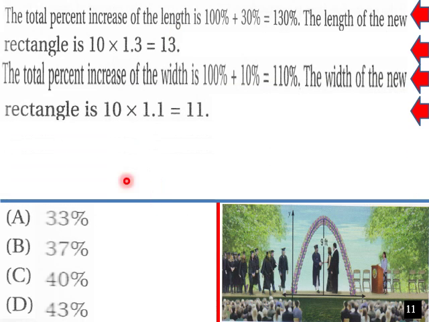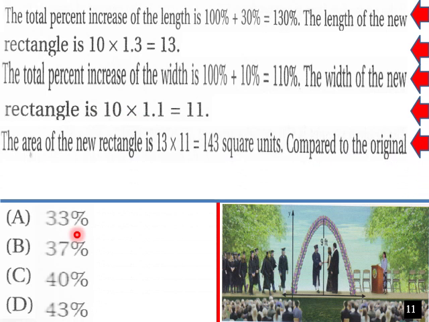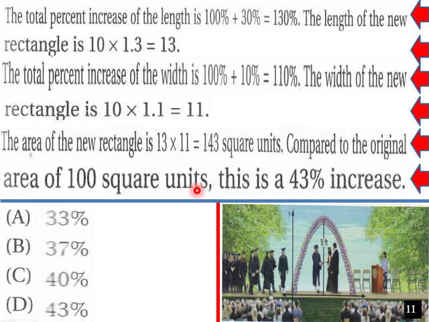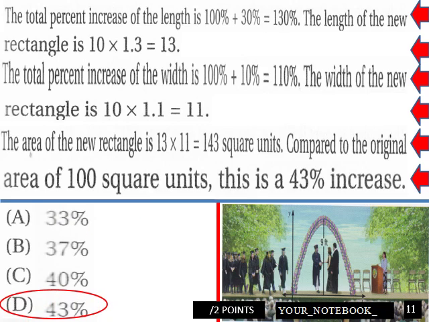So to figure it out, we do our math here. 10 times 1.1 will be 11. The area of the new rectangle will be 143 square units. So this is a 43% increase for that.